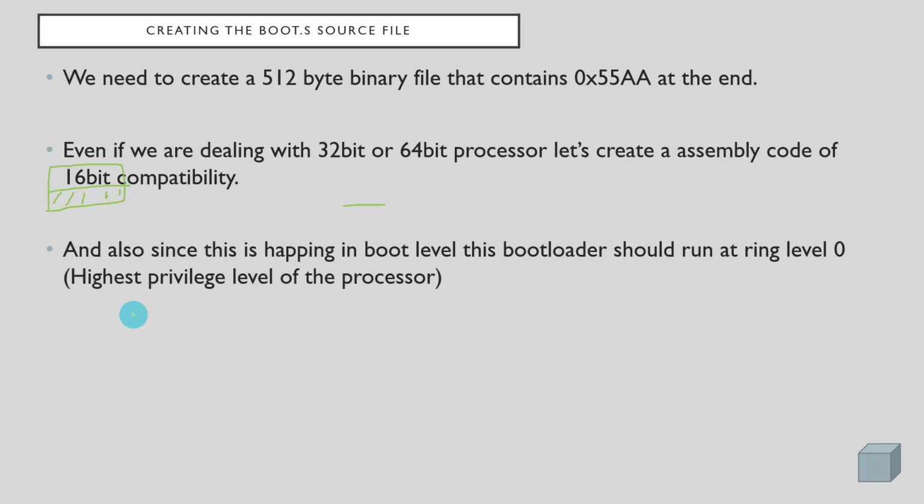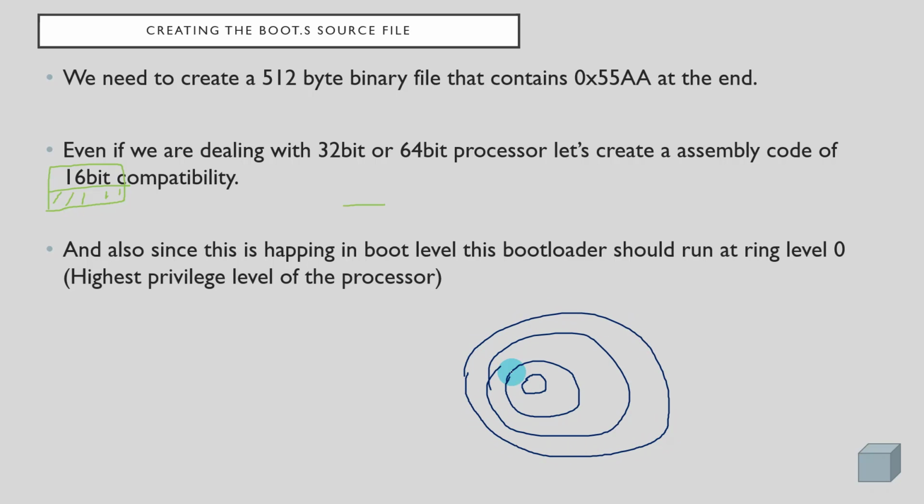Okay, and also since this is happening at boot level, this bootloader should run at ring level 0. Now I will quickly explain what this ring level means. There could be a couple of ring levels on your computer. Let's say your computer has 0, 1, 2, 3 as ring levels. These are just privilege levels, which means 0 is the highest privilege level and 3 is the lowest privilege level.